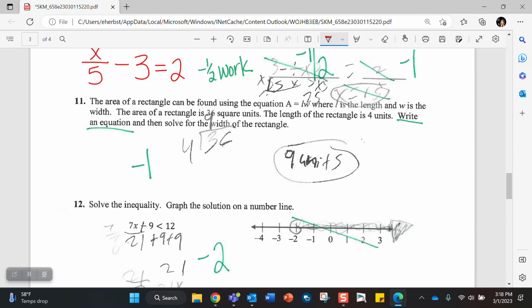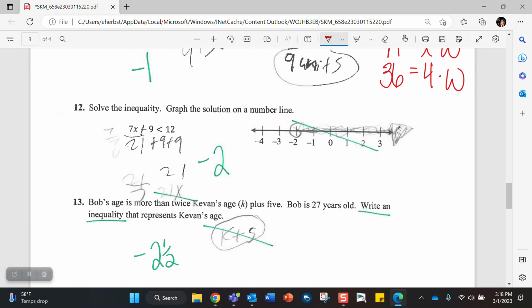Okay, so it says the area of a rectangle can be found using the equation area equals length times width, where L is the length, W is the width. The area is 36, the length is 4, so really I just wanted students to plug into that equation. Area equals length times width. It said the area is 36, I'm going to put 36 here. The length is 4. We don't know the width. There's your equation. So he lost a point for not having the equation.